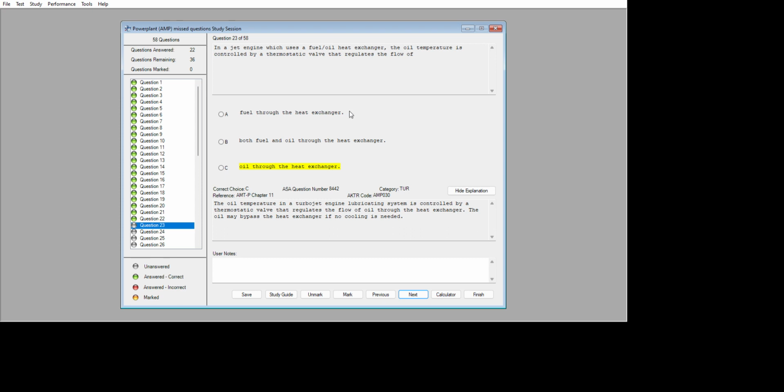In a jet engine which uses a fuel oil heat exchanger, the oil temperature is controlled by a thermostatic valve that regulates the flow of oil through the heat exchanger. The oil temperature in the turbojet engine's lubricating system is controlled by the thermostatic valve that regulates the flow of oil.